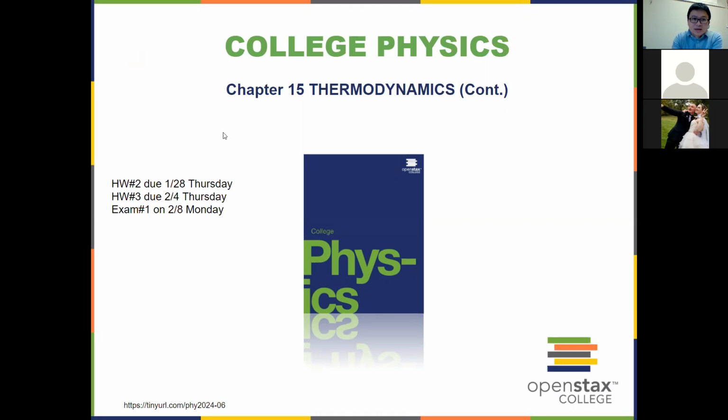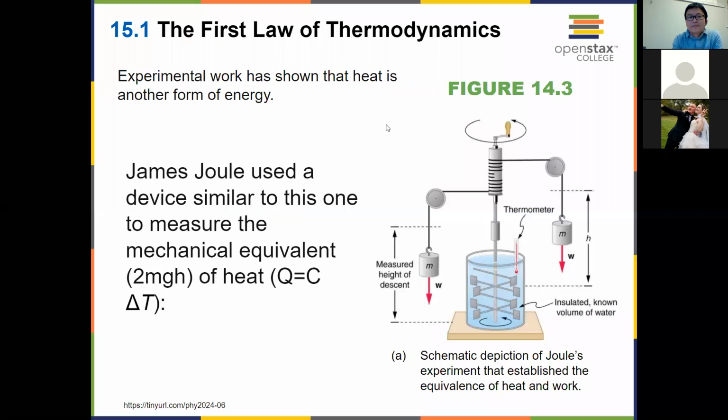Okay. All right. So today we are going to cover chapter 15 on thermodynamics. We'll be talking about the laws of thermodynamics and also the application of these laws. Okay, so let's take a look here. All right. So the first section in this chapter talks about the first law of thermodynamics.